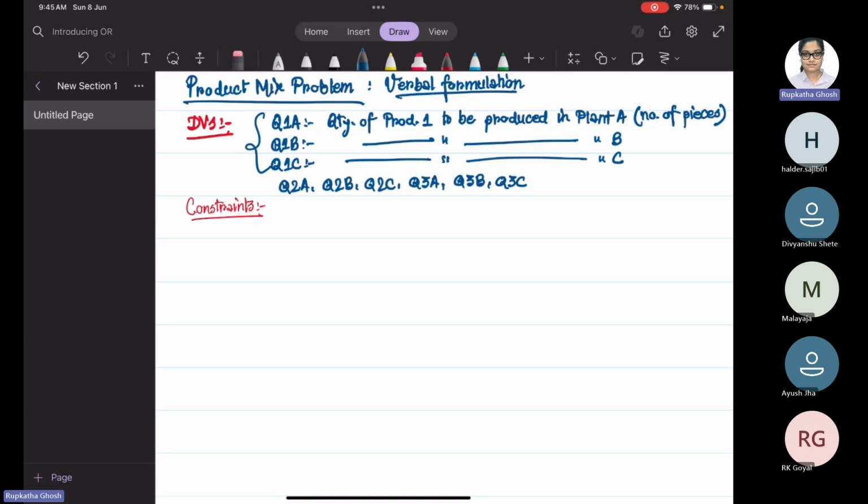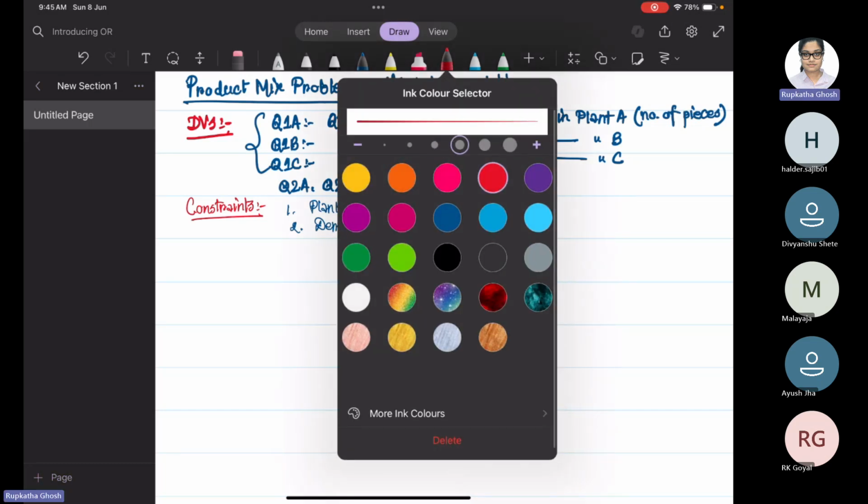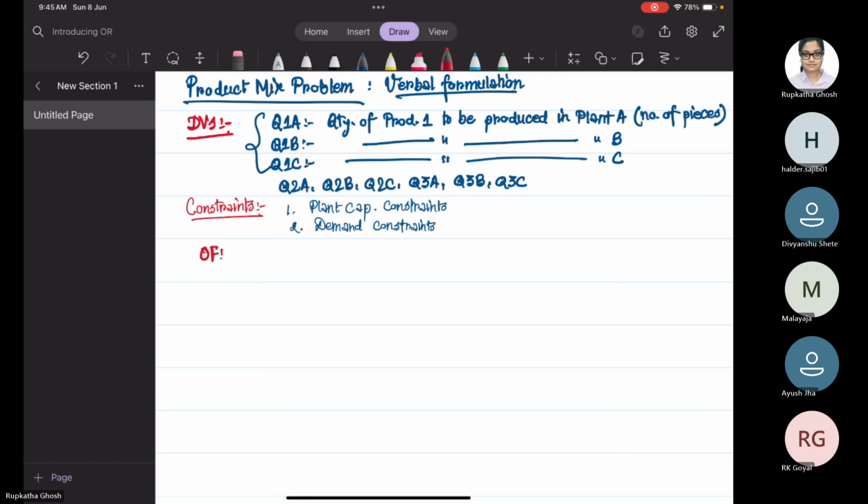So as Ayush was saying, one constraint is plant capacity constraints. Demand also. Yes, absolutely. Plant capacity constraints. And the second is your demand constraints. Okay. What is your objective function? Optimum product mix.